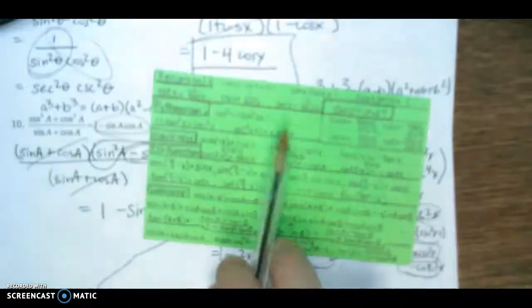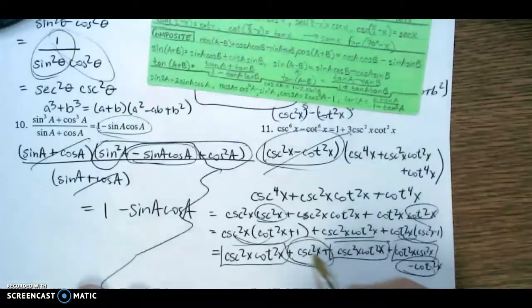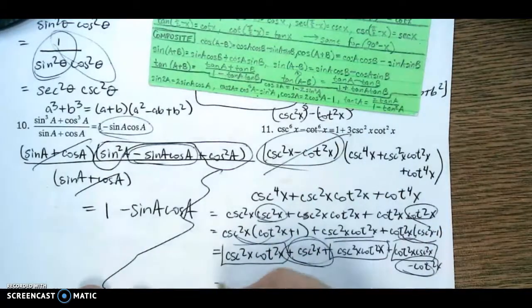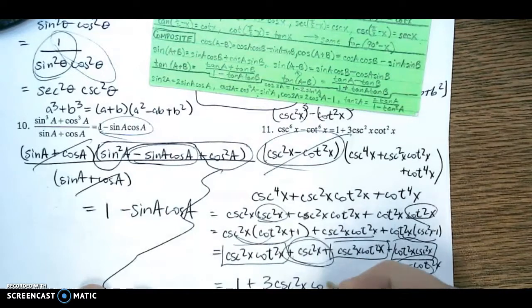Cosecant squared minus cotangent squared to the other side is 1. So those make the 1 that we're looking for. So now we have 1, and then we have 3 of the cosecant squared cotangent squareds.